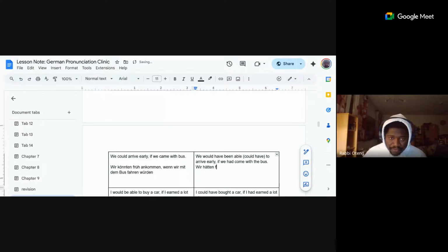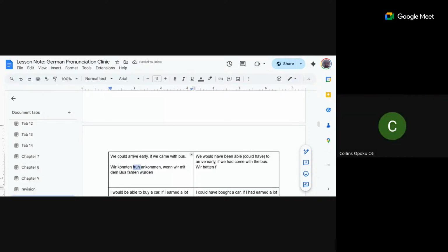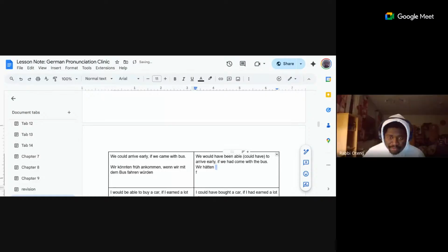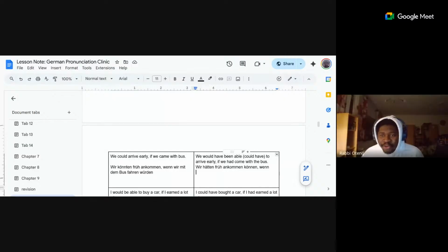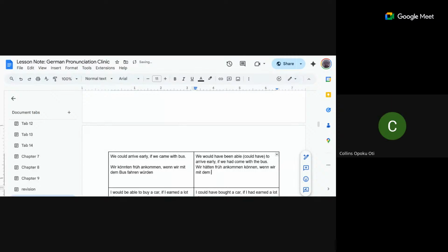Wir hätten früh ankommen können, wenn wir mit dem Bus... When you're talking about the past, don't think just if it's "wir sind angekommen" it will be "wir wären angekommen". When wir mit den Bus.